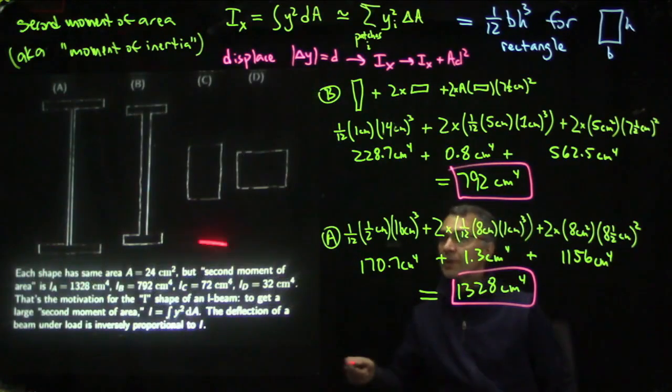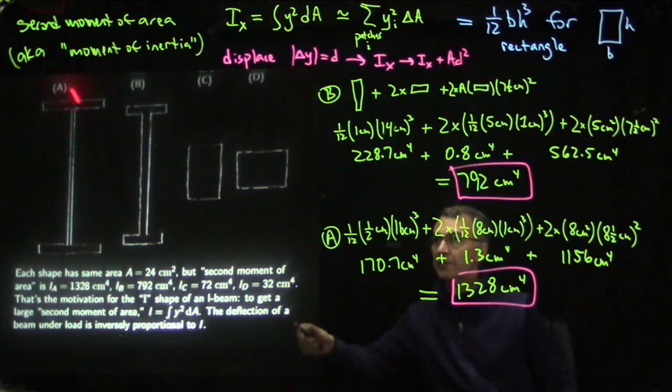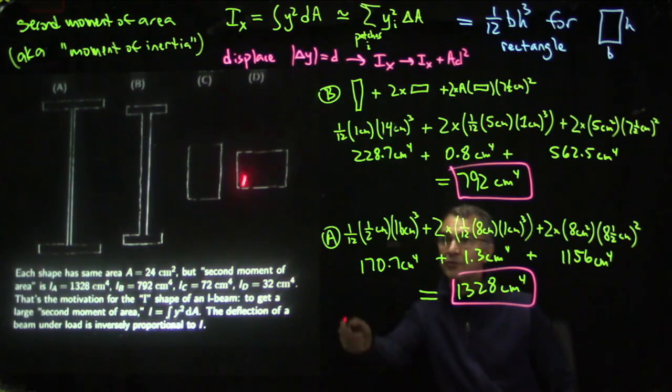So each of these 4 shapes had the same area, 24 square centimeters, but the second moment of area was 1328 centimeters to the 4th power for A. It was 792 centimeters to the 4th power for B. It was 72 centimeters to the 4th power for C, and it was 32 centimeters to the 4th power for D. Again, that shows you the motivation for the I shape of an I-beam to get a large second moment of area.